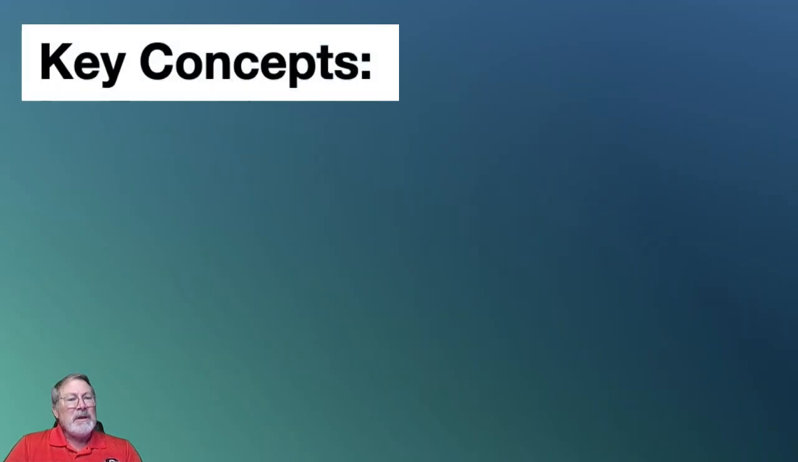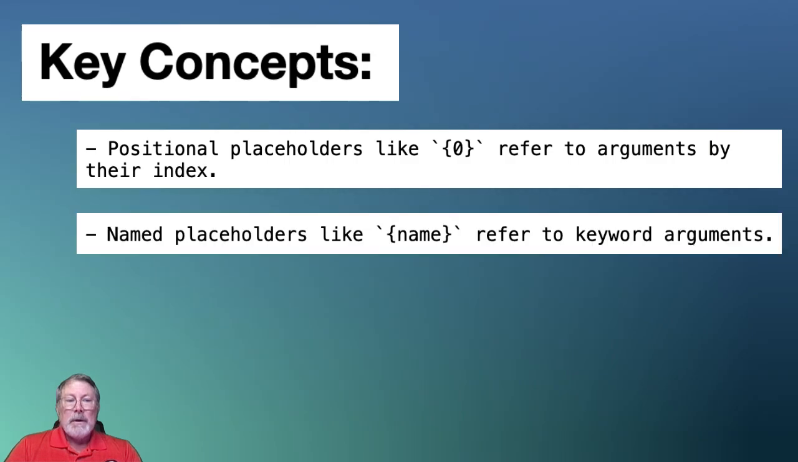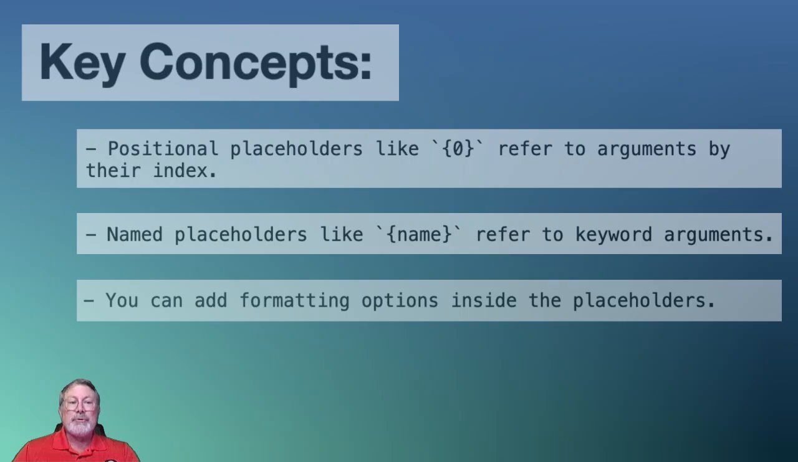Here are a few key concepts. The positional placeholders like brace 0 refer to arguments by their index. Named placeholders like brace name refer to keyword arguments. And you can add formatting options inside the placeholder.